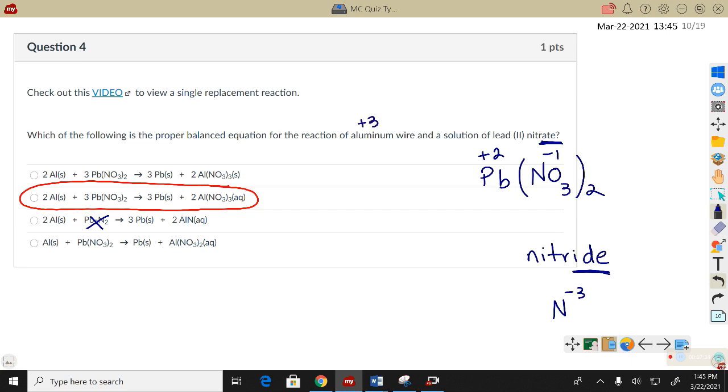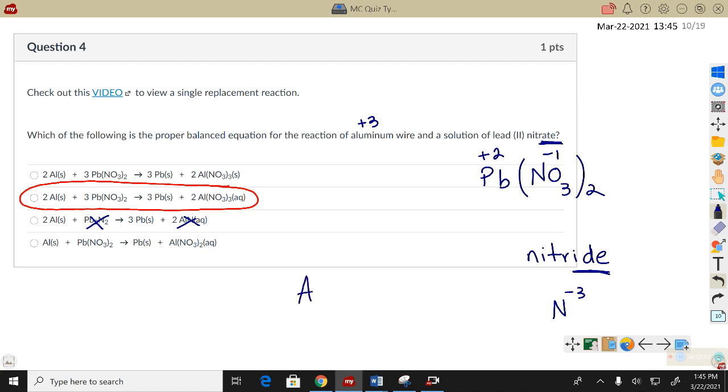So because it's positive, it wants to switch with the other positive ion, lead. So my products then should be lead, solid, it's a metal, and then aluminum will come in with nitrate. So again, not nitride, nitrate. But when I make a new product, I've got to check the charges.